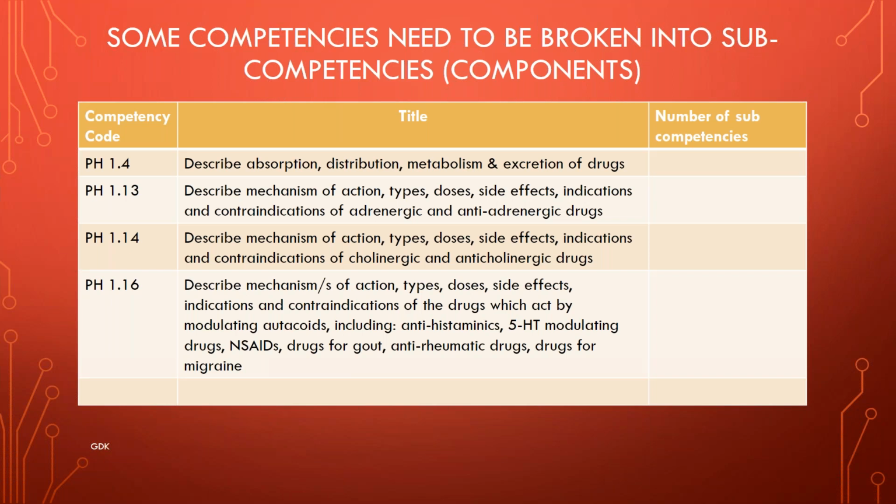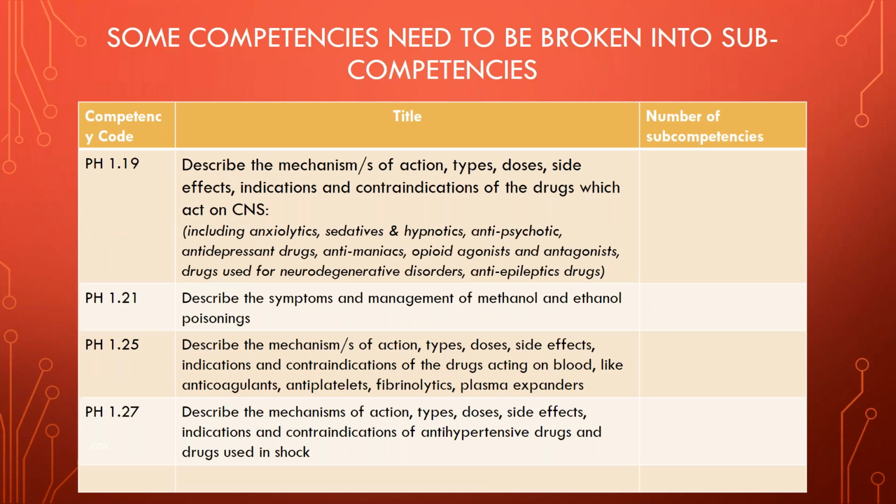Since it is not there, we can divide it into a sub-competency and develop SLOs to address the requirement of the IMG. PH 1.19: types, doses, side effects, indications, contraindications of drugs on the CNS. Again, very big. All CNS drugs are put into one, therefore they must appear as different components, different classes with different SLOs. PH 1.21: methanol and ethanol poisoning. Treatment is different, SLOs have to be different. They may be common also, but it will be better if we divide this into two components and develop SLOs.